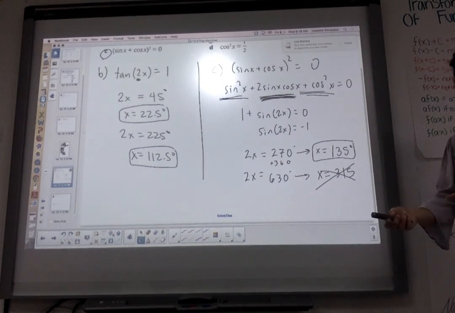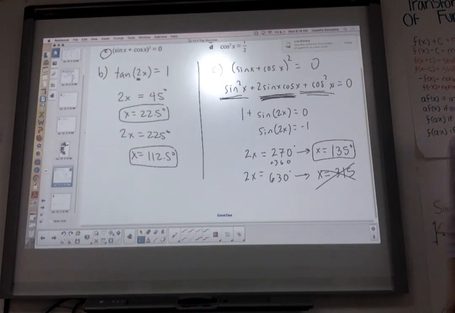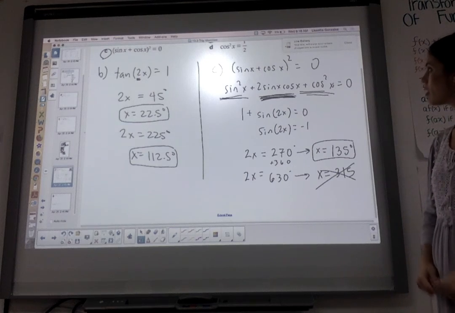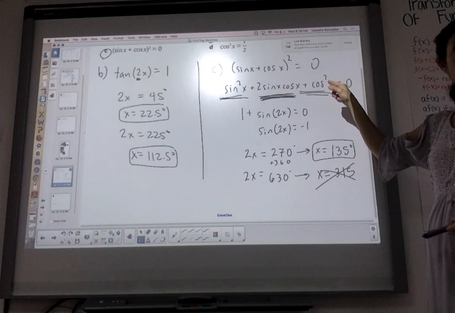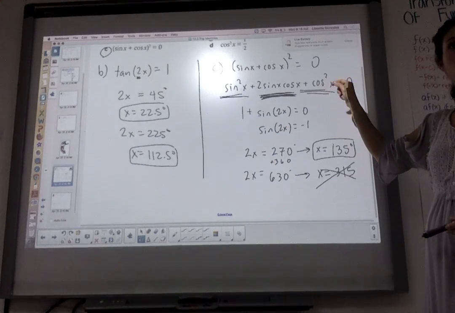But at least I checked it. But why is that when 2x plus cos squared is 1? Sine squared plus cosine squared equals 1. That's the Pythagorean identity.